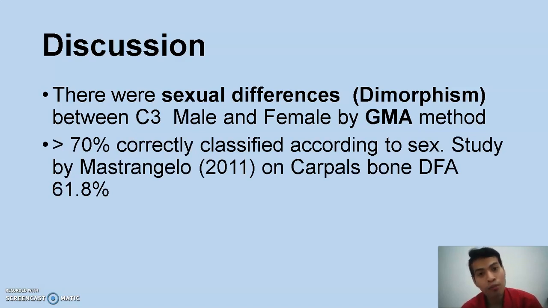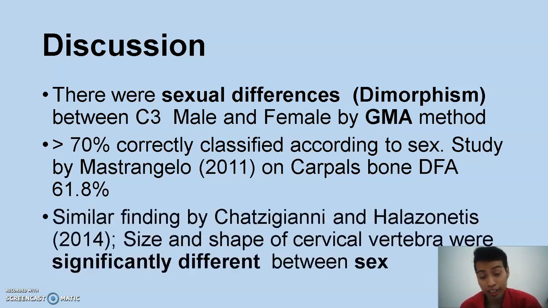Apart from that, more than 17% of them were correctly classified under their own sex group, and this is apparently higher as compared to other bones, for example carpal bones, of which only 61.8% were correctly classified under their own sex groups. Our study was in agreement with one study conducted by Tadzigiani and Haluzinitis in 2014, which found that both size and shape of the cervical vertebra were significantly different between male and female.